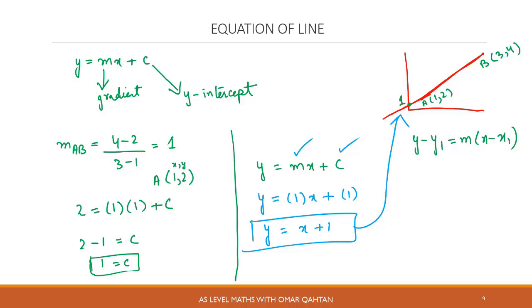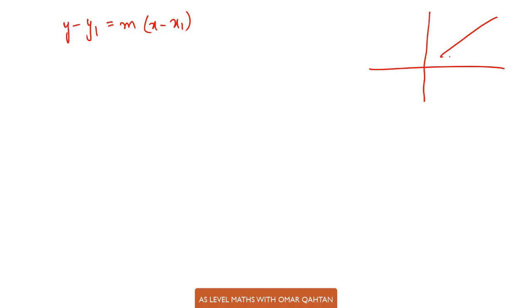Now let's see how we use the other equation for finding the equation of a line. We have this equation y minus y1 equals m into x minus x1. Personally I like this equation pretty much, but it varies from person to person, so it's up to you whatever equation you want to use. So let's draw the diagram again. This is (1, 2) and (3, 4). You have to find the equation of this line AB.